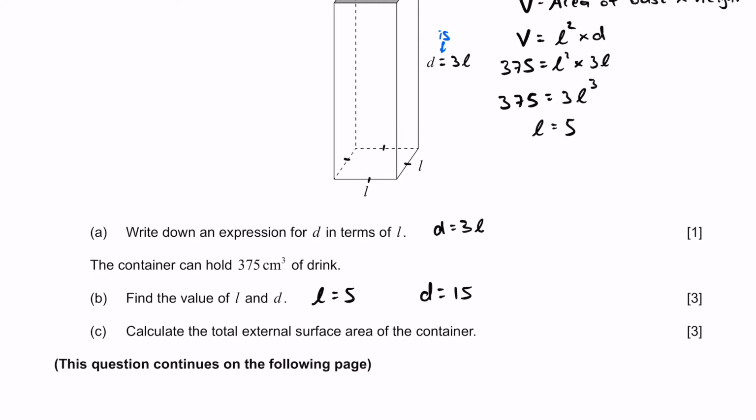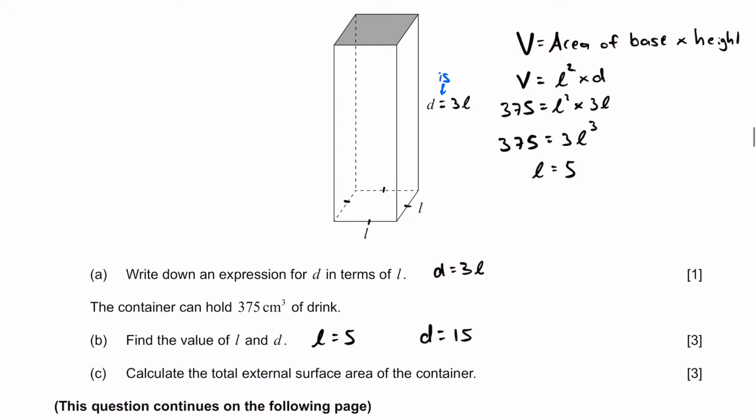In part C, we're asked to calculate the total external surface area of the container. Okay, so surface area of this container is this outer portion. Essentially, if we wanted to wrap it, how much wrapping paper would we need? Or if we wanted to paint it, what is a total area that would be covered? So how can we find the surface area?